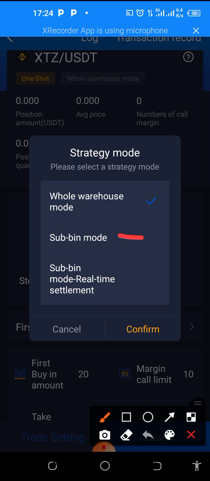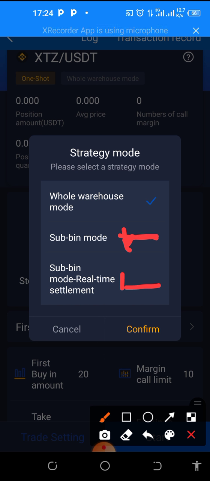Now you can see the subbing mode and subbing mode real-time settlement. They are the same thing. The only difference is that one is real-time. It means any transaction from your fifth margin to the last margin is treated as an individual transaction. Once your fifth call is sold, it gives you money on that. Once your sixth call is sold, it treats every one of those transactions from your fifth to the end as individual transactions. That is the meaning of the subbing mode.